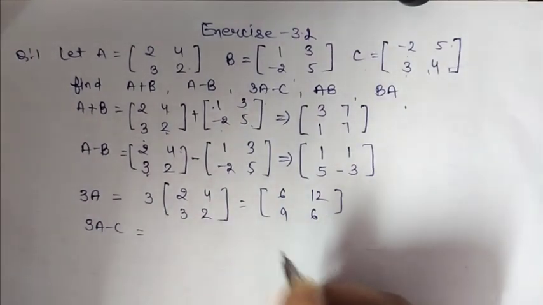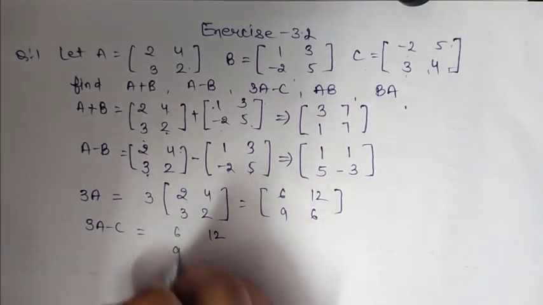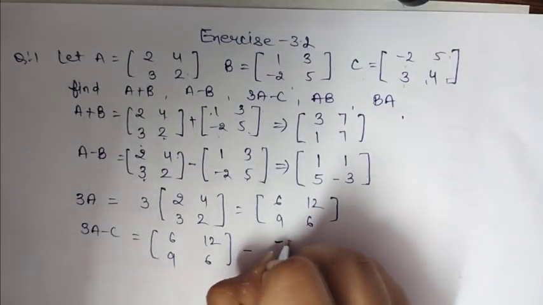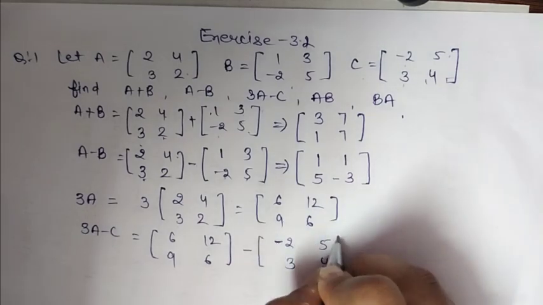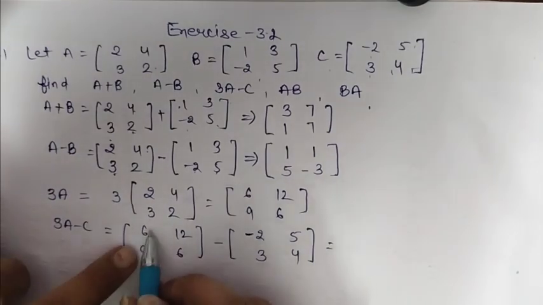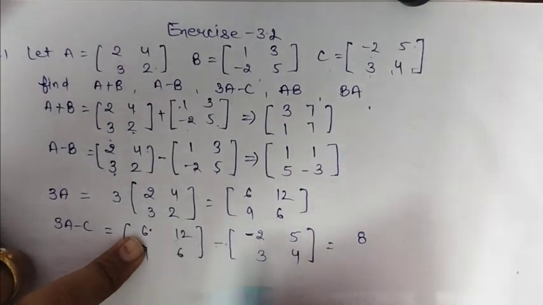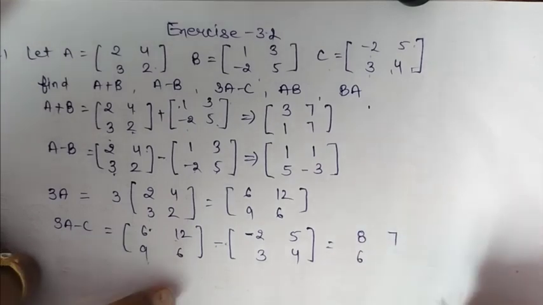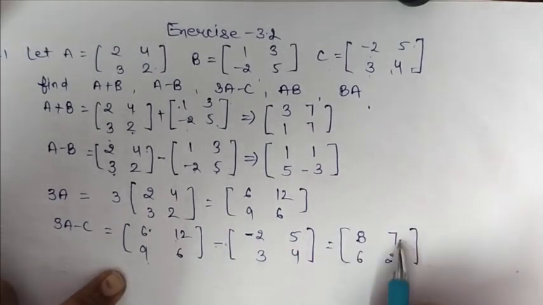So when we subtract c from 3a, we have 3a as 6, 12, 9 and 6, and c we have as minus 2, 5, 3 and 4. Okay, so now we are going to subtract c from 3a, then we will get 6 minus minus 2, that means 6 plus 2, that will be 8. 12 minus 5, we will get 7. 9 minus 3, we will get 6. And 6 minus 4, we will get 2. So we have 3a minus c as 8, 7, 6, 2.